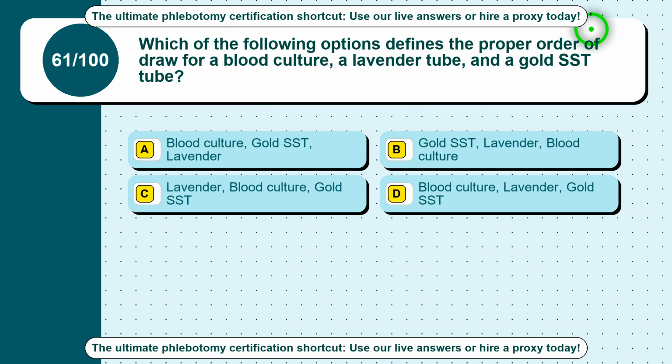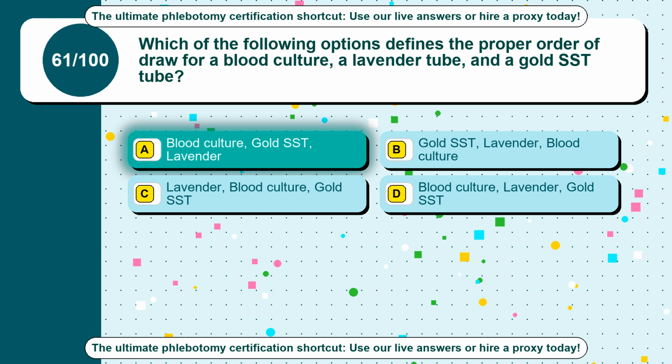Question 61. Which of the following options defines the proper order of draw for a blood culture, a lavender tube, and a gold SST tube? Option A, blood culture, gold SST, lavender. Option B, gold SST, lavender, blood culture. Option C, lavender, blood culture, gold SST. Option D, blood culture, lavender, gold SST. The correct answer is option A, blood culture, gold SST, lavender.